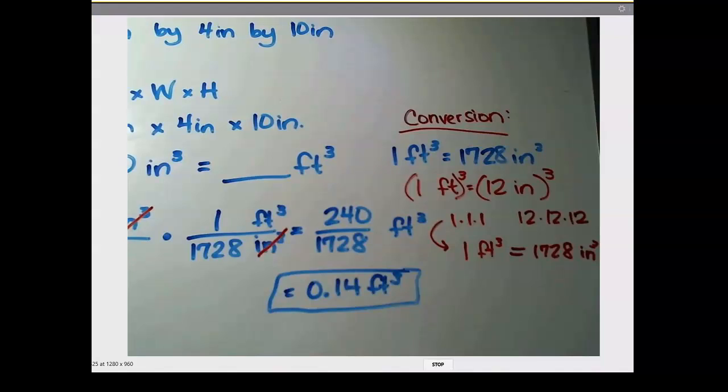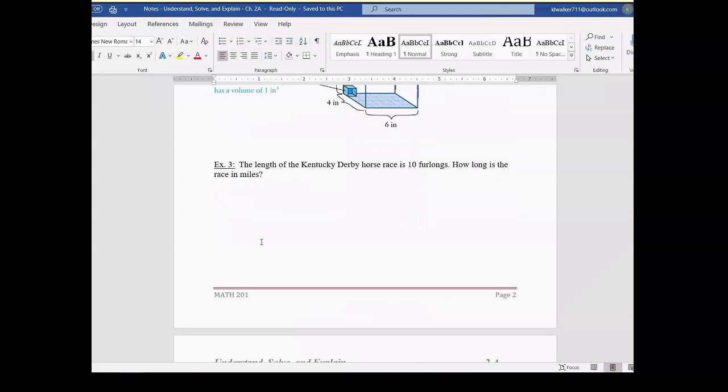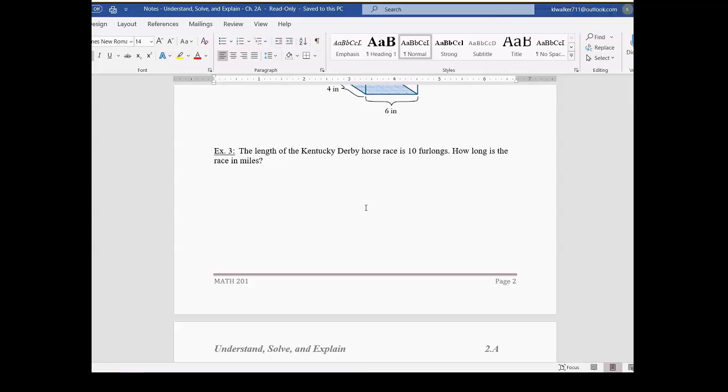Okay, let's go to the next one. Here's what I'm talking about, a weird thing like furlongs. If you've never heard of that, if you don't know what that is, it's usually used in horse racing. But some people panic because they've never even heard of it and they don't know how to do it because they've never heard of it. If you know the setup, it doesn't really matter if you've heard of it or not. So the length of the derby is 10 furlongs. Let me jot that down. How long is that in miles?